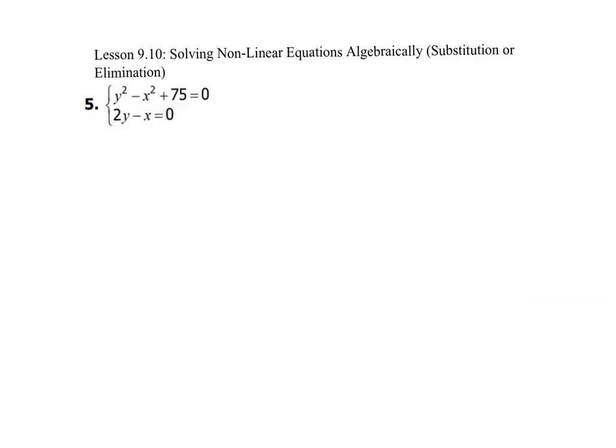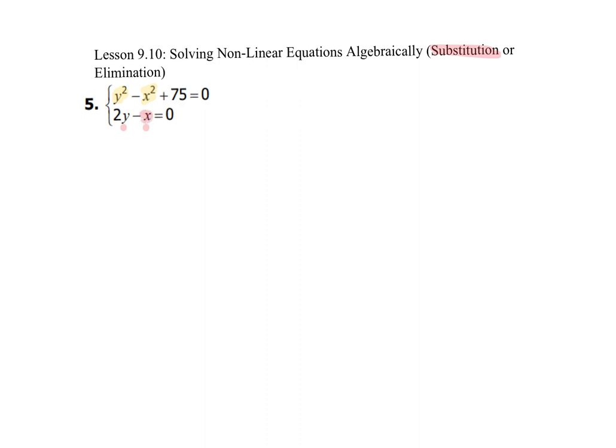All right, next up is number 5. We have y minus x squared plus 75 equals 0. Now notice y is squared and x is squared. Again, do not try to solve for either x or y on this one. We're just going to leave it alone. And then our second equation, we have 2y minus x equals 0. And I want to use substitution again. You can force elimination if you like it a lot, but none of these have been set up super ideally for elimination. And either y or x needs to be solved for.